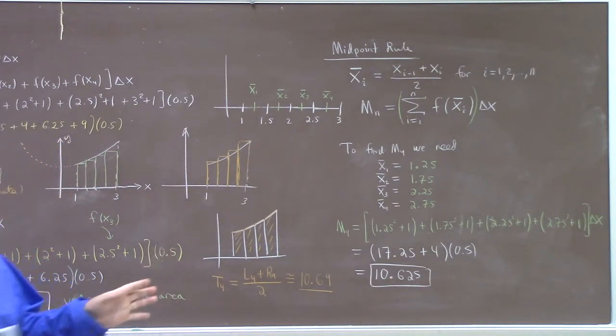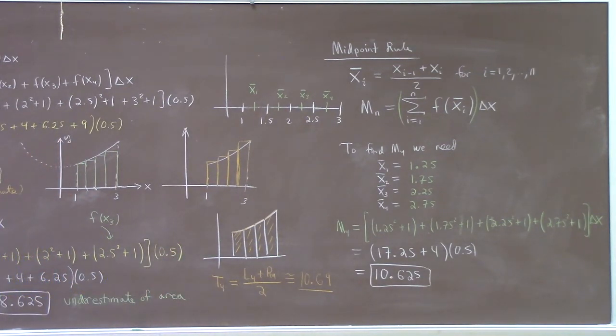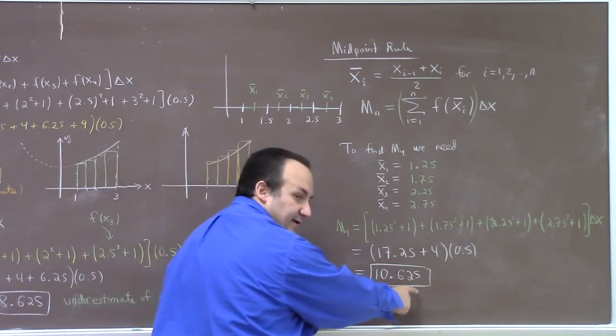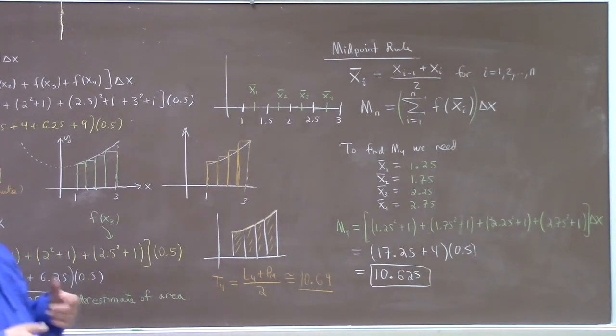And this is pretty typical. The trapezoid rule and the midpoint rule tend to be pretty close, right? And they're both more accurate, typically, than the left or the right endpoint rule. How can we get better and better approximations of the area? Rather than using 4 boxes, we use 40, right?